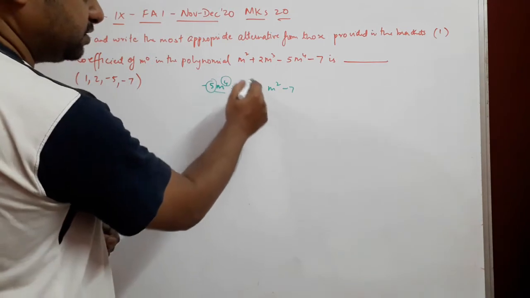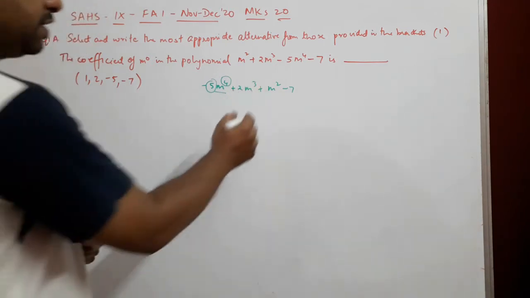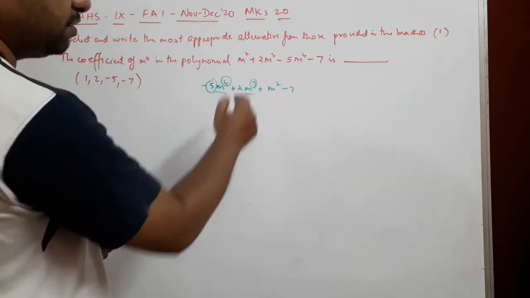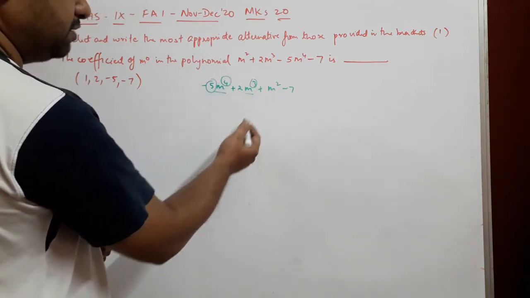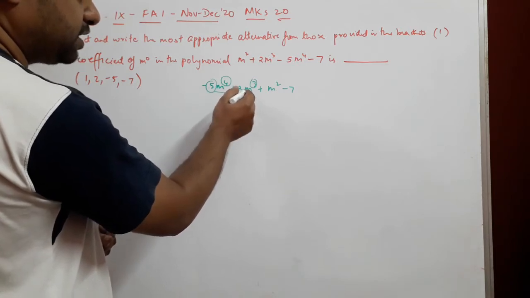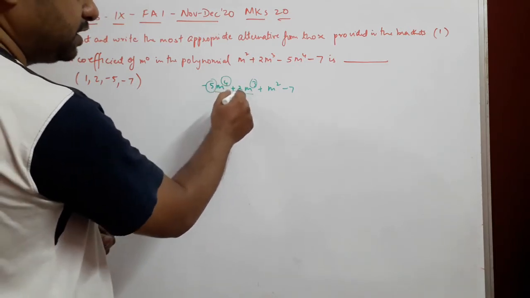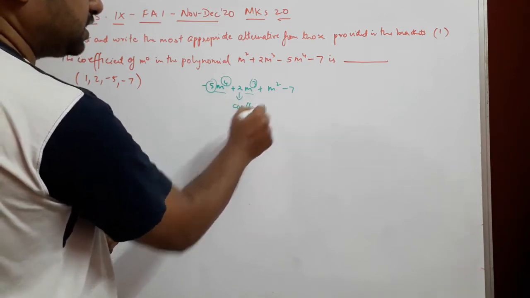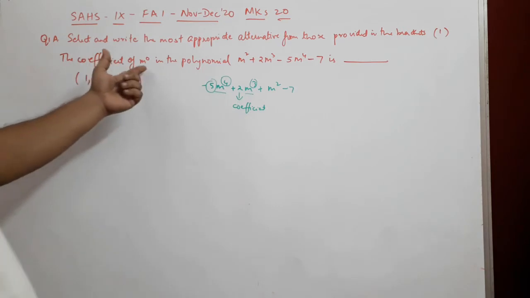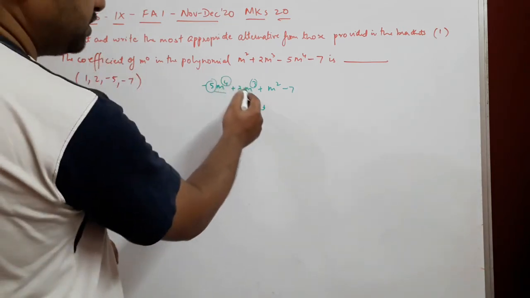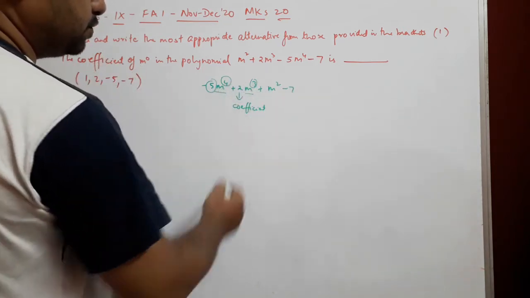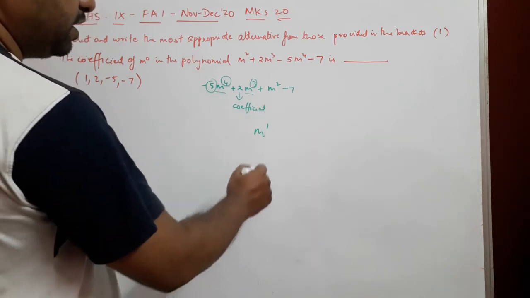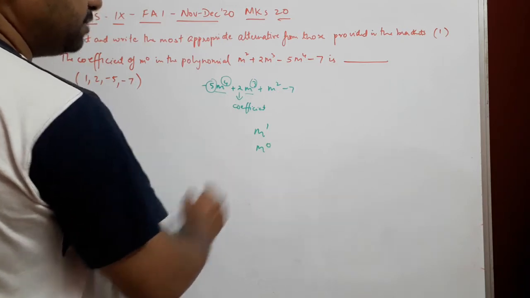So in 2m cube, if you have a look, m is the variable, 3 is the power or the index of that variable, and the number that comes before the variable is referred to as the coefficient. In this case we are asked to find the coefficient of m^0. We have m raised to 4, m raised to 3, m raised to 2. We do not have m raised to 1, so where is m^0 then?